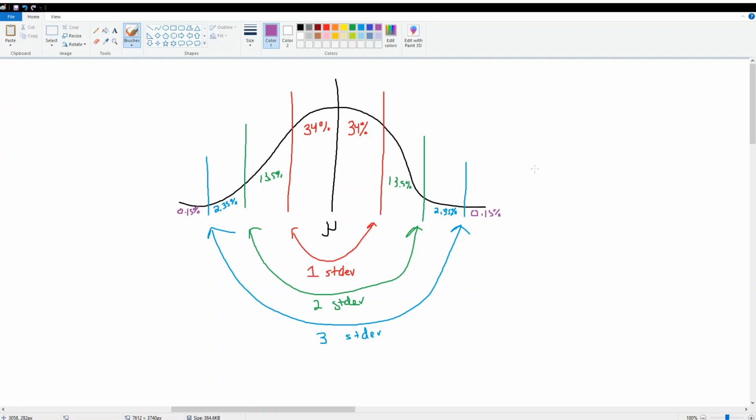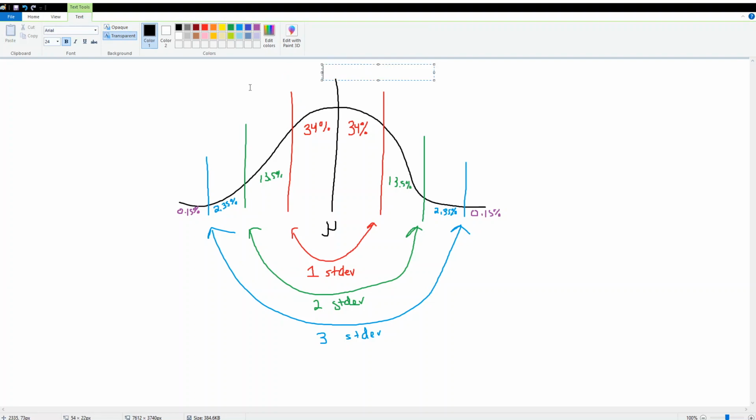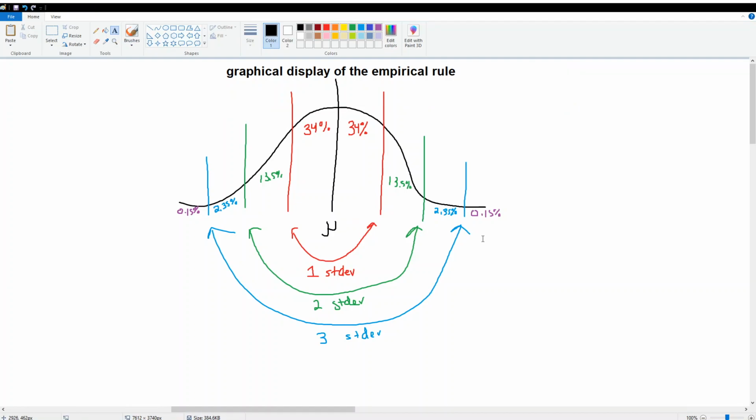So this is the graphical display of the empirical rule. So I'll put that up here. Here we go. Graphical display of the empirical rule. I recommend that what you write down is you write down this graph and then also write down 4 symmetric distributions. And then Chebyshev's, you would have 1 minus 1 over z squared for that.